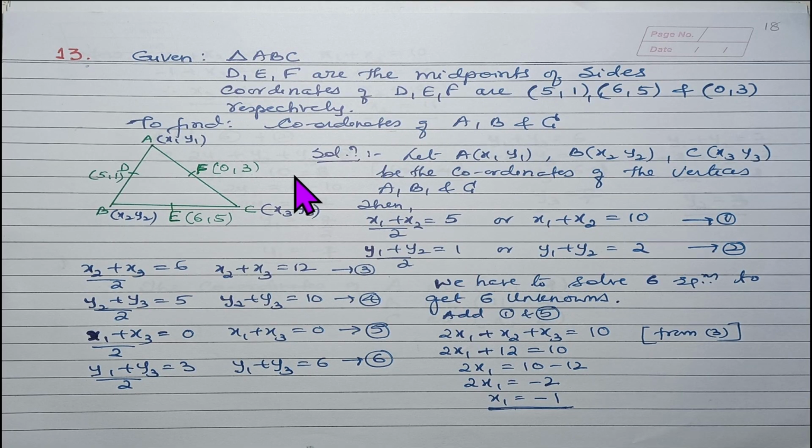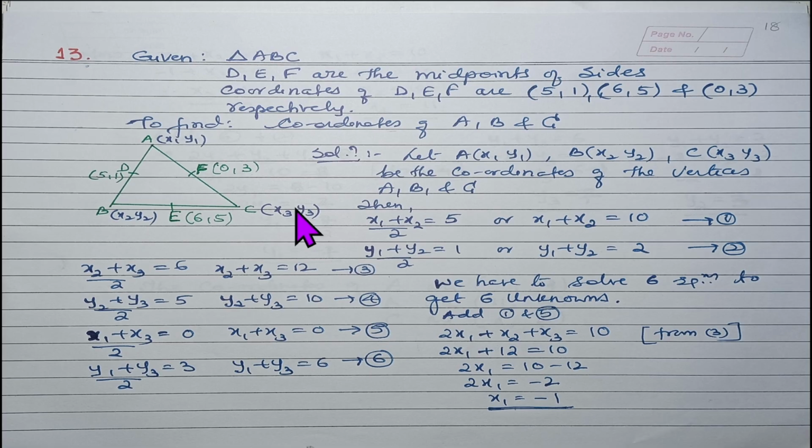Now coming to the next example, we are given a triangle ABC, and D, E, F are the midpoints of the sides AB, BC and AC, and the coordinates are given as D is (5, 1), E is (6, 5), F is (0, 3). Now we have to find the coordinates of A, B and C. I have assumed the coordinates of A as (x1, y1), B as (x2, y2) and C as (x3, y3). If you observe, there are 2 unknowns for each point, so there are total 6 unknowns here.